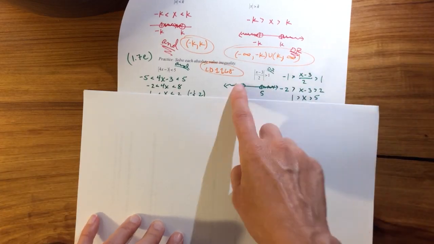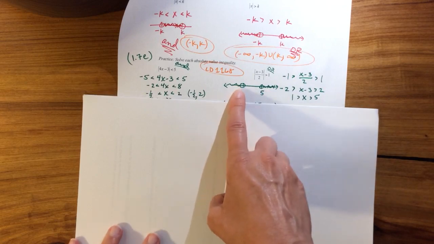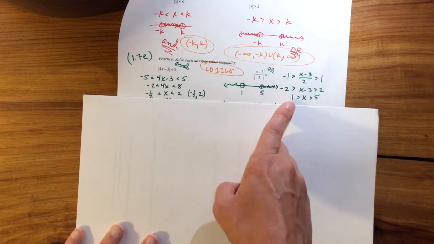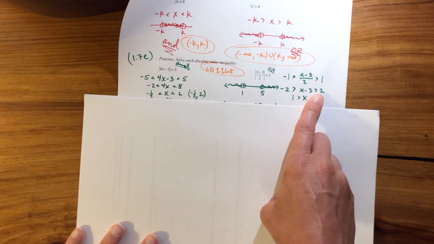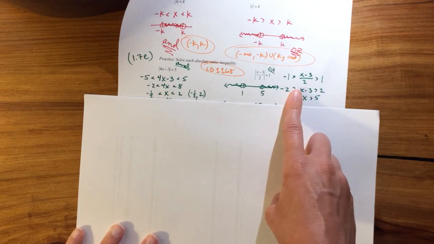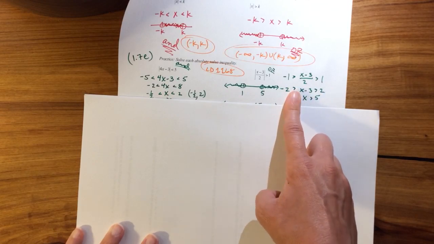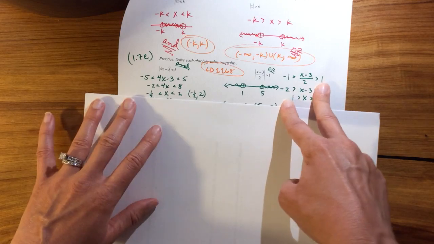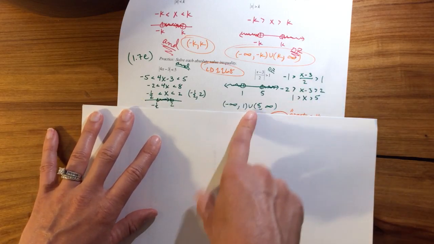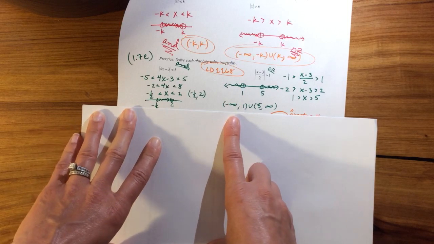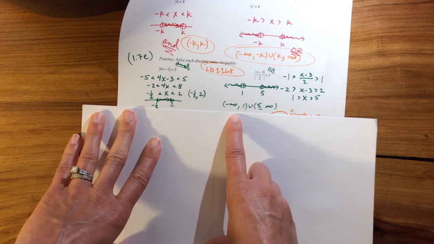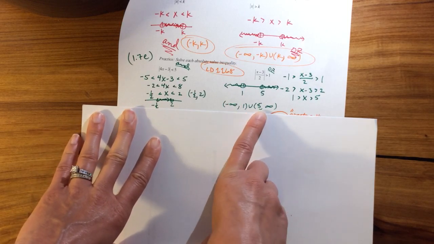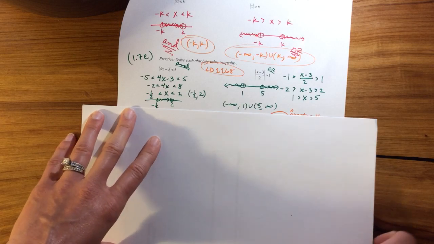So now, graphing, we have our 1, our 5. Shade to the left because we have that x is less than 1. And then at 5, we shade to the right because we have that x is greater than 5. All right, and there you go. So then the interval solution to this is negative infinity to 1, union 5 to infinity.